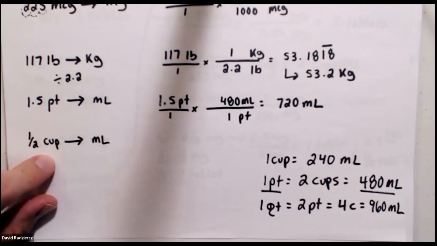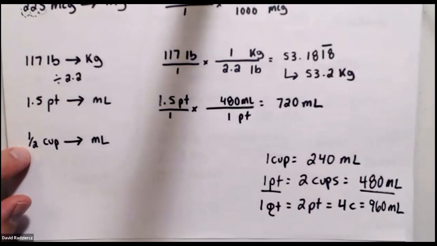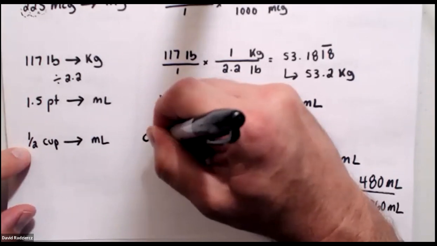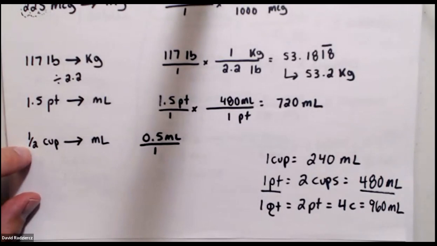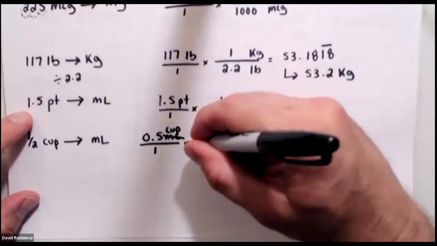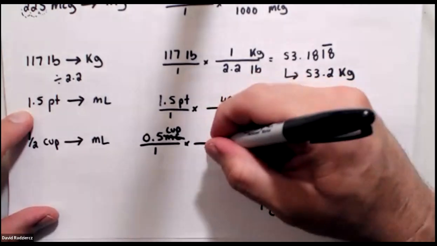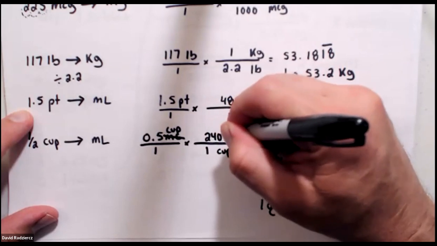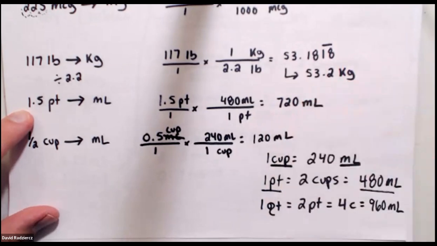And then for my cups to milliliters, remember, you can certainly leave it as 1/2, but if you're putting it into your calculator, it probably makes a lot more sense to make it 0.5. I'm sorry, not milliliters, cups. And then we know that 1 cup is 240 milliliters. So 1 cup, what we're trying to get rid of, 240 milliliters. And then that would be 120 milliliters as the answer.